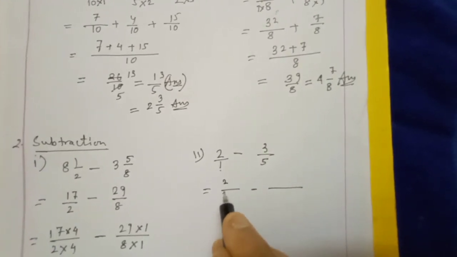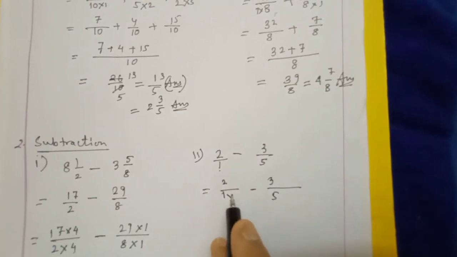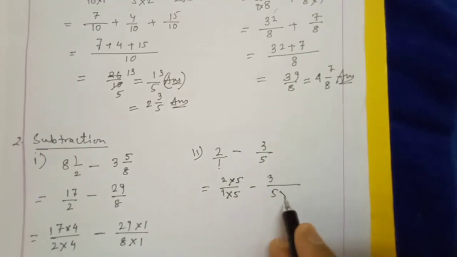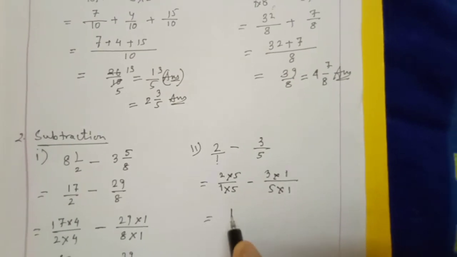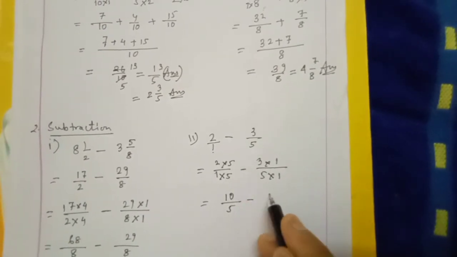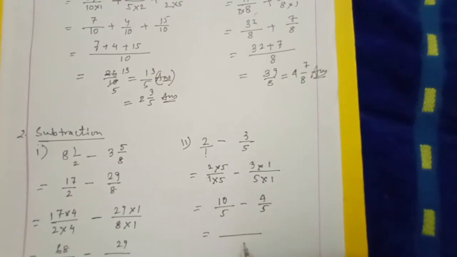We have 2 by 1 and 3 by 5. To make the denominator 5, you need to multiply by 5, and for the second fraction it is already 5, so you have to multiply it by 1. Now what is the fraction? 10 by 5 minus 3 by 5. Now the denominators become the same.